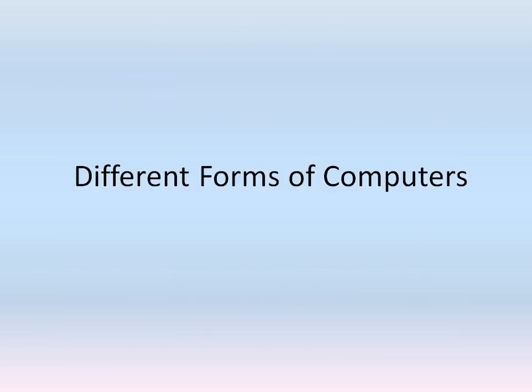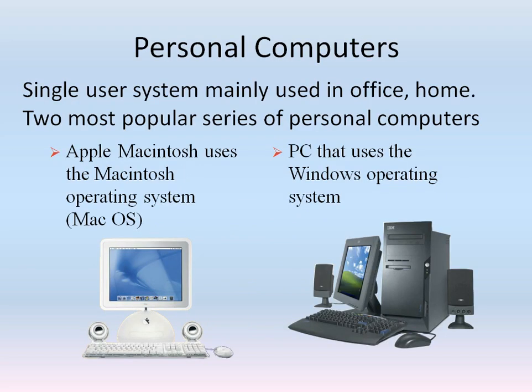Let us now look at the different forms of computers. First one is the personal computer. It is a single user system which we usually use at home or in our offices. The first one which we look at here is an Apple Macintosh machine which works on a Macintosh operating system. We'll look further at the operating system in the coming videos. The other one is the personal computer which is using the standard Windows operating system.